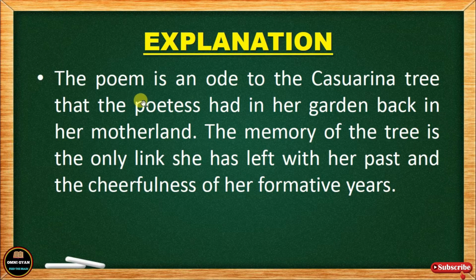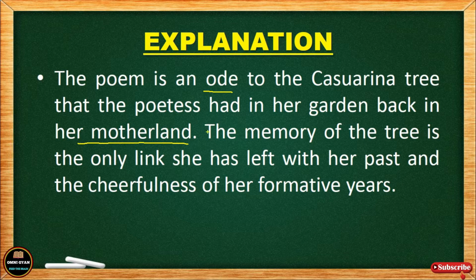So, explanation of stanza 1. The poem is actually an ode to the Casuarina tree that the poetess had in her garden back in her motherland. Her motherland is Bengal, West Bengal, Calcutta. So, the poet addresses a tree called Casuarina tree, and this tree grew in her garden.